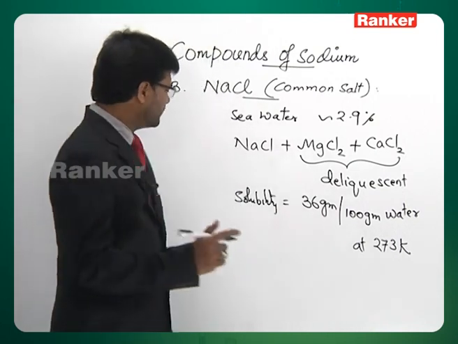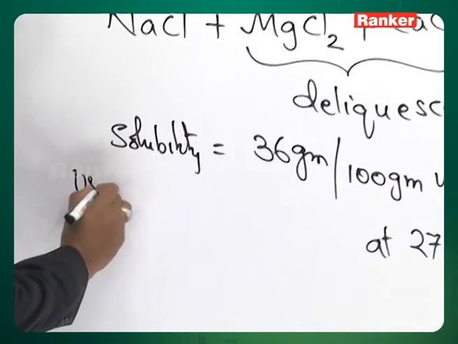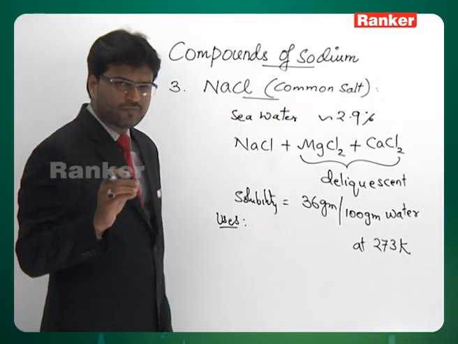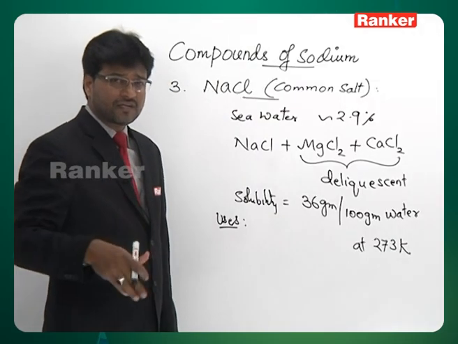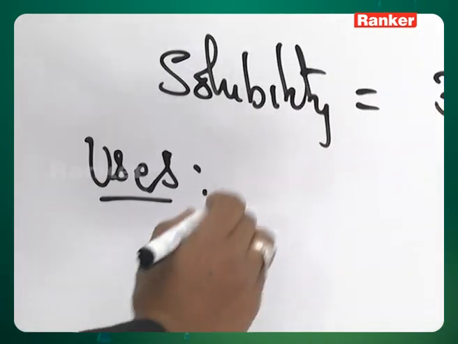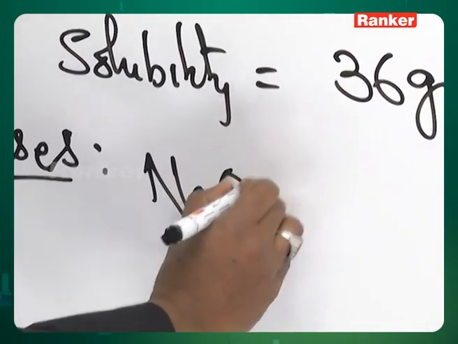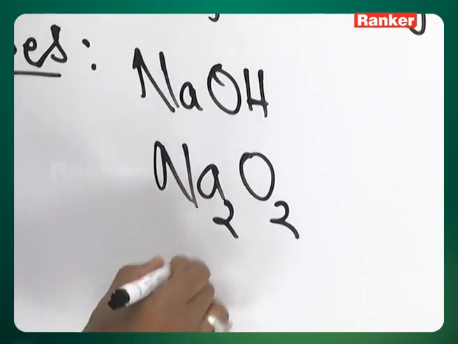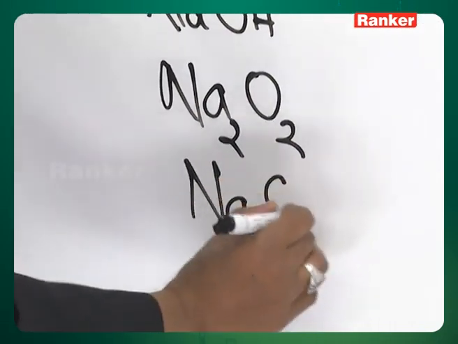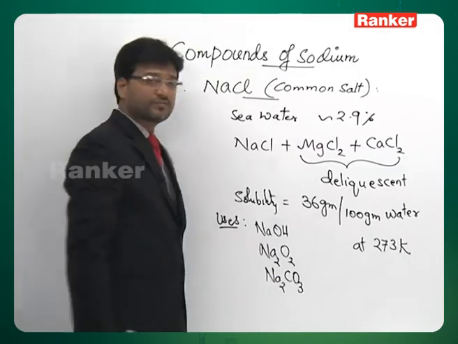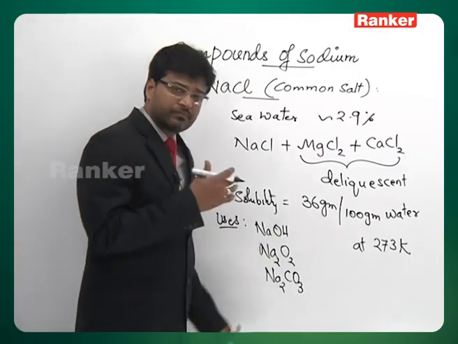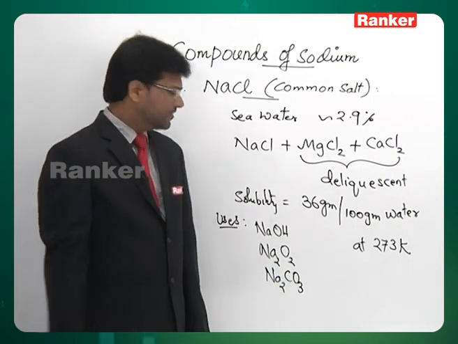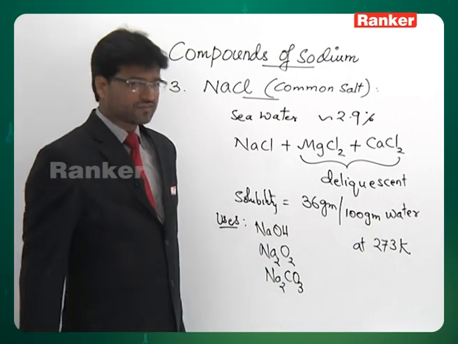Now regarding uses of sodium chloride, it is an important electrolyte. Apart from that, it is used in the manufacture of sodium hydroxide, sodium peroxide, and you have seen it is also used in the manufacture of sodium carbonate. These are the commercially important substances which can be prepared from sodium chloride. It can be used in the manufacture of sodium hydroxide.